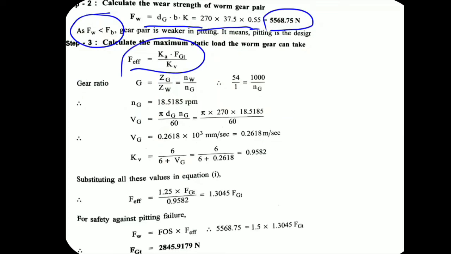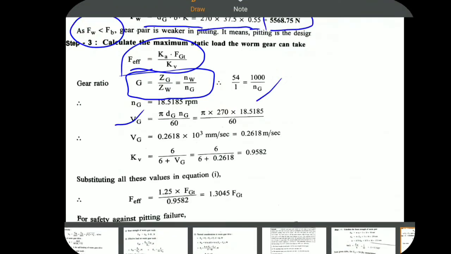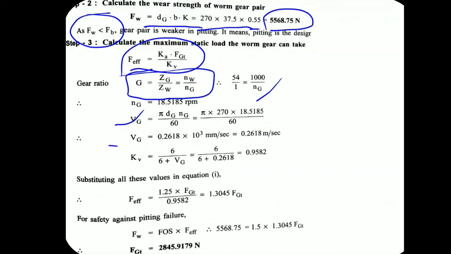So see, first of all, according to the gear ratio, G is equal to Zg by Zw, which is equal to Nw, RPM of worm, divided by RPM of gear, through which we can calculate the RPM of gear. Why RPM of gear? Because we need to calculate the pitch line velocity of the gear, π dg Ng by 60, where Ng comes from the gear ratio, through which we'll get Vg, the pitch line velocity of the gear, in meter per second, 0.2618 meter per second.